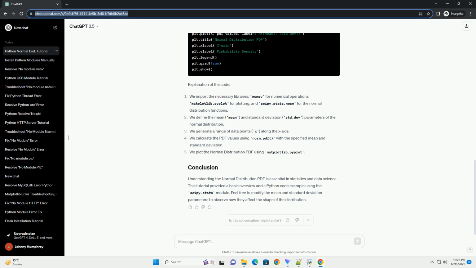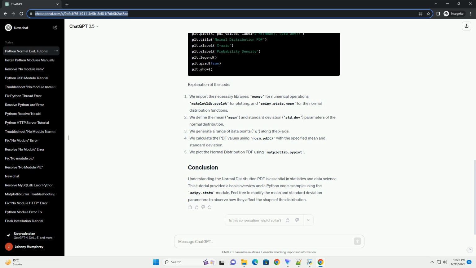The normal distribution, also known as the Gaussian distribution or bell curve, is a fundamental concept in statistics and probability theory. In Python, the probability density function, PDF, of the normal distribution can be explored and visualized using various libraries. This tutorial will guide you through understanding the normal distribution PDF and provide code examples using the scipy and matplotlib libraries. Make sure you have Python installed on your system.